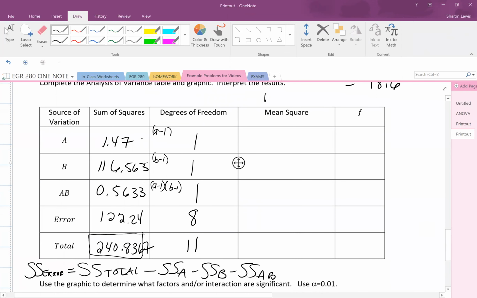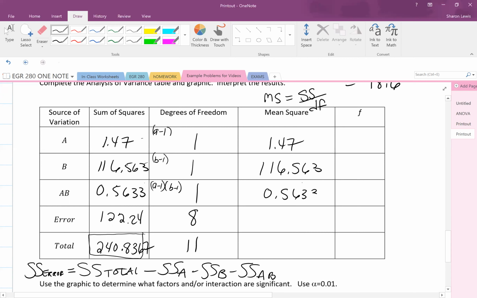Mean square. So mean square is equal to sum of squares divided by degrees of freedom. So 1.47 divided by 1. 116.563 divided by 1. 0.5633 divided by 1. And then the error is 122.24 divided by 8. And that is 15.28.